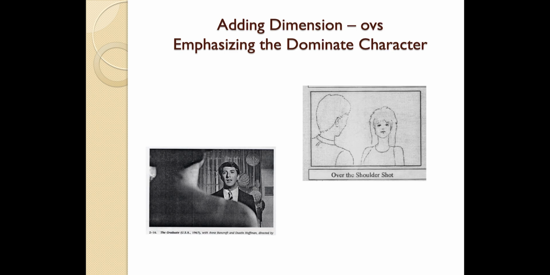And then we start looking at other ways to add dimension because, as I mentioned, this is a very flat medium. Here's an example of Dustin Hoffman from The Graduate. The conversation coming from him, what he is saying, is essential. They could just show him, but having him framed by the other leading character's shoulder really emphasizes what he is saying there and also what was transpiring during the scene.